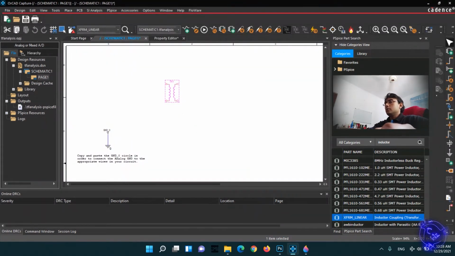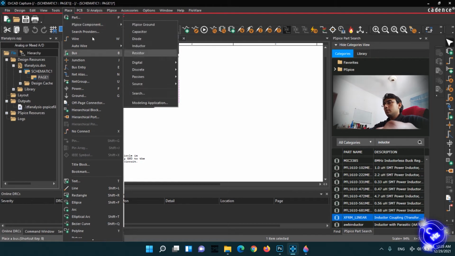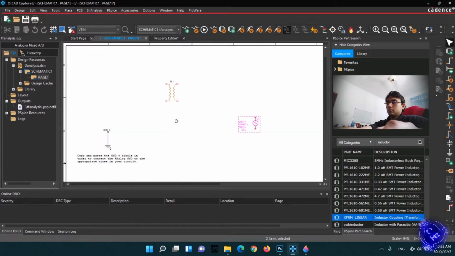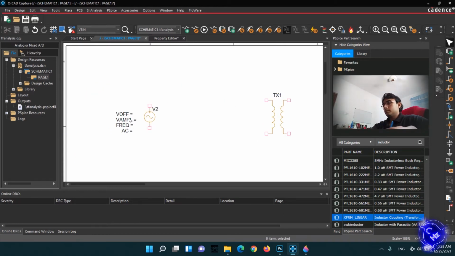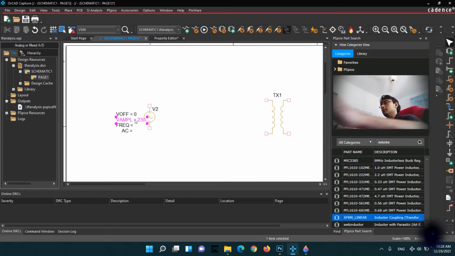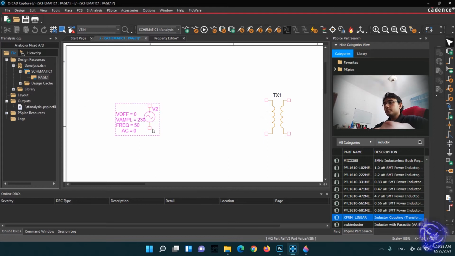So then I would like to select my source: PSPICE components, sources, voltage source, sine wave. Just give some arbitrary values. Amplitude I would like to give 230 volts. Frequency let's give 50 hertz. This is 0. If you want to know what these values are, just Google.